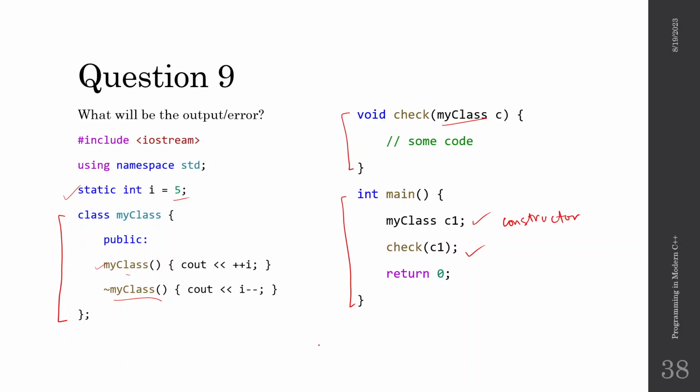Okay, so because of that, this one will be called. I is 5, so plus plus I will be 6, so 6 will be printed. Okay, now what we are doing is we are calling check with c1, and note here that c in the check function, the argument is not a reference or a pointer also, which means that the argument will be passed by value. Okay, so this is a call by value.